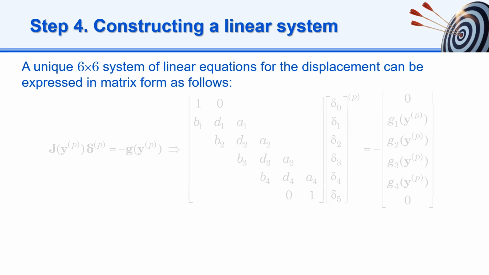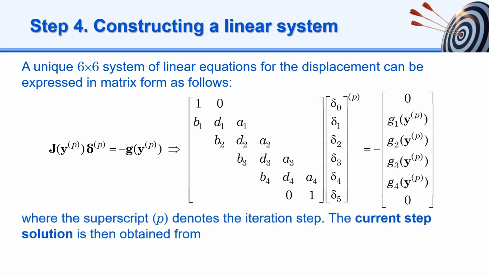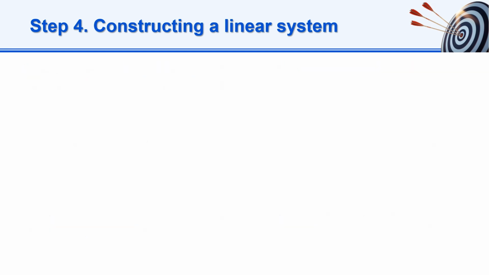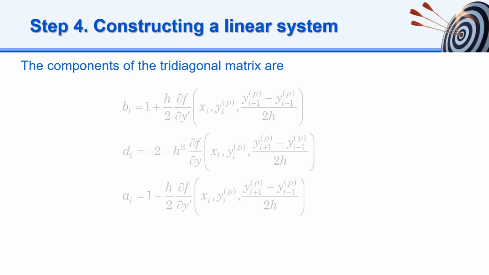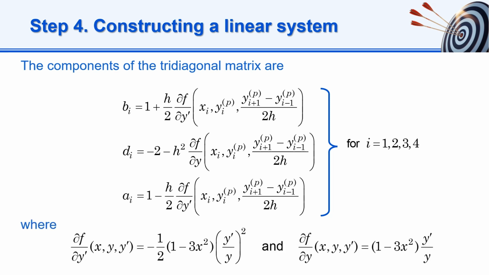A unique 6 by 6 system of linear equations for the displacement can be expressed in matrix form as follows, where the superscript p denotes the iteration step. The current step solution is then obtained from the following. The components of the tridiagonal matrix are obtained as follows, where we also find partial derivatives of f with respect to y and y prime.